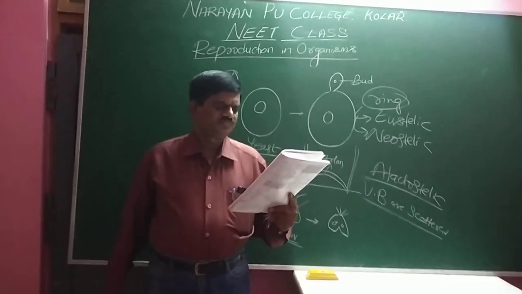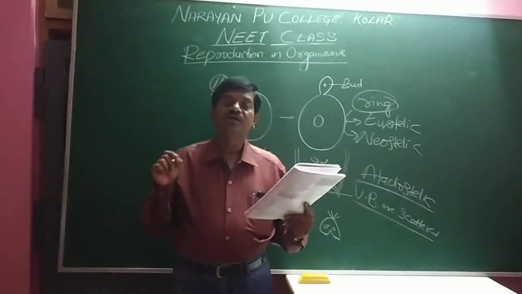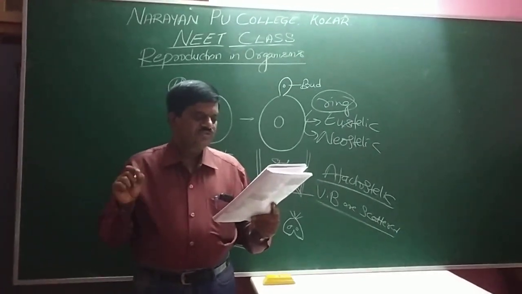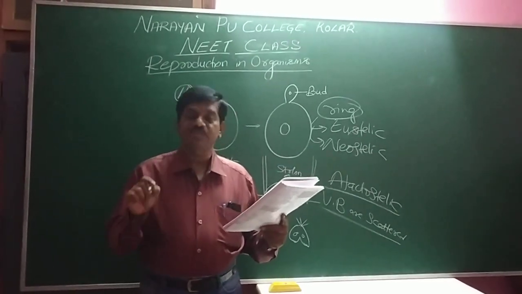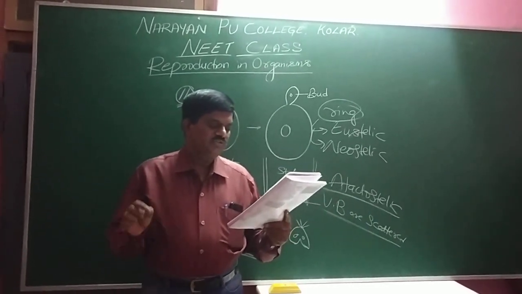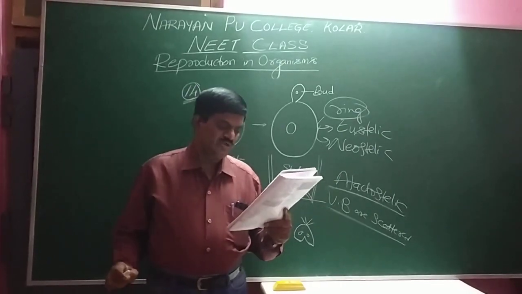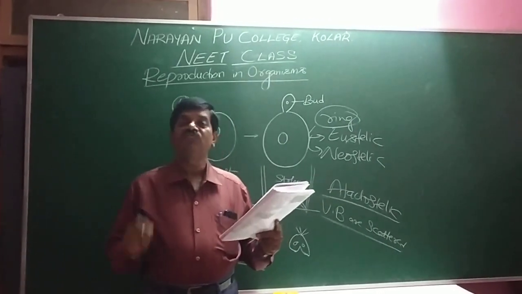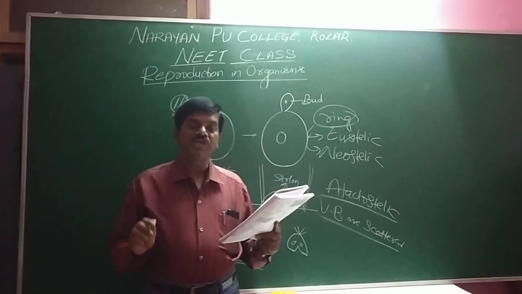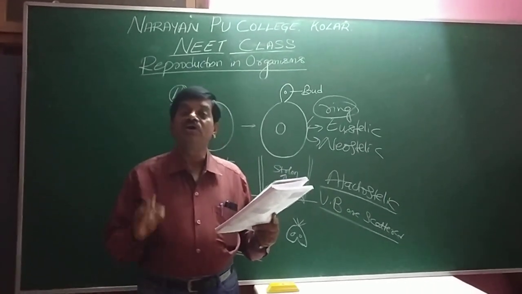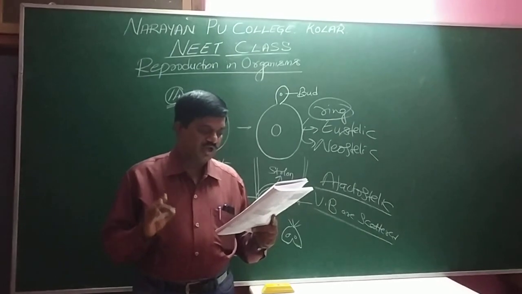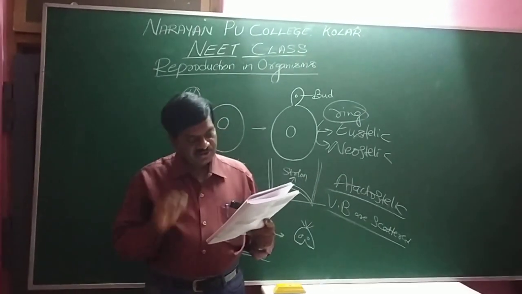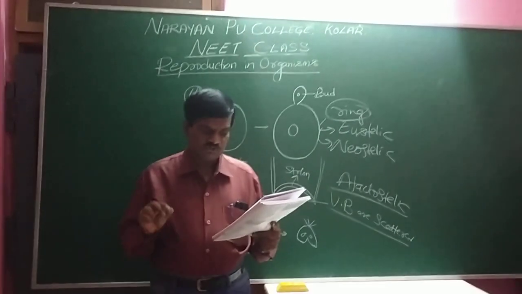So first option, all are correct except first and third. Second option, all are correct except second one. Third option, all are correct except third one. Fourth option, all are correct except fourth and fifth one. So here the third statement is wrong. Hence the third option is the right one. All are correct except third one. So the third one is the answer for the 25th question.